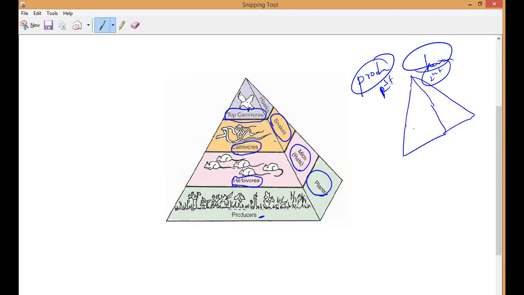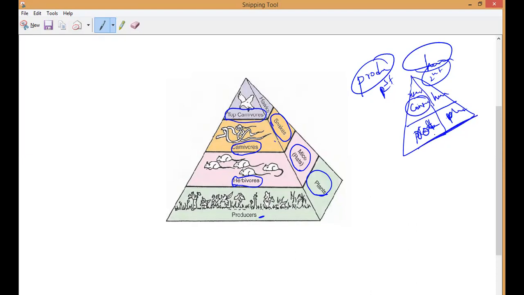So directly we can say, here will come the first trophic level, that is only plants. So we can write producers here, and plants. Here what will come? Humans. Understand? Humans will come under consumers. That is what we can call herbivores.